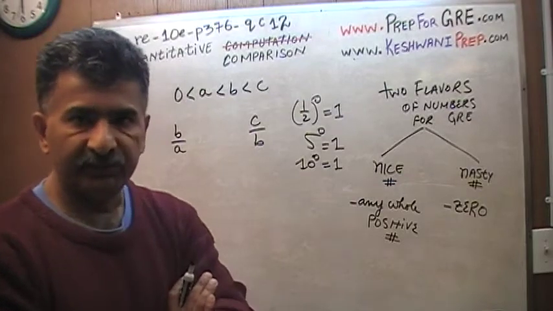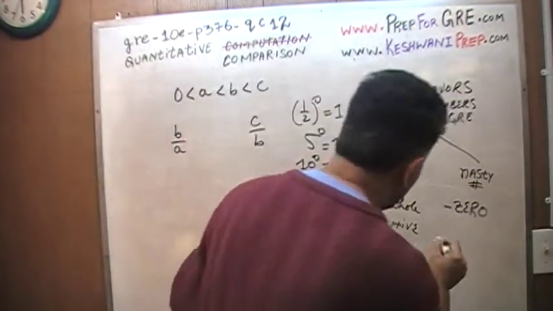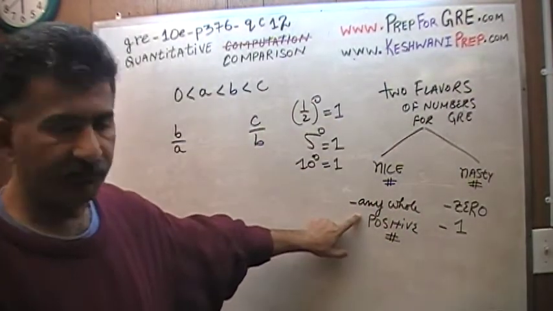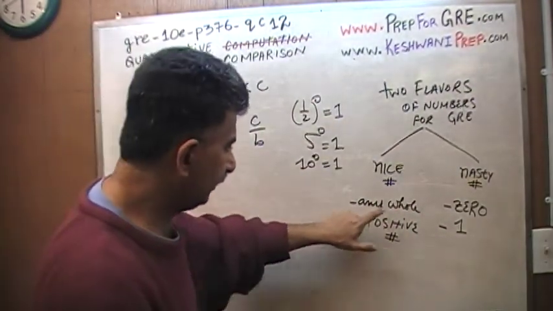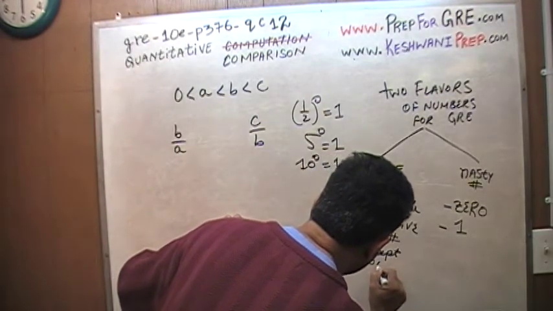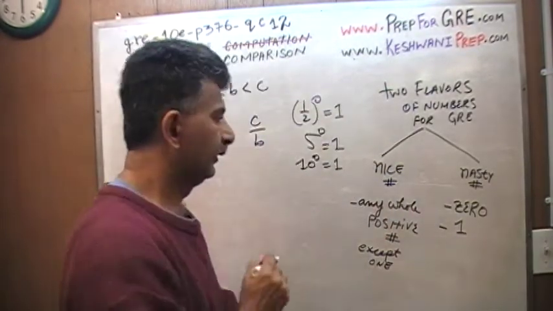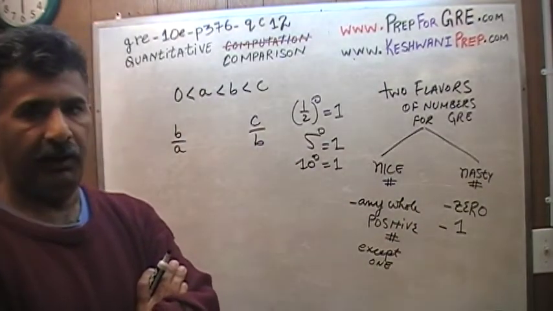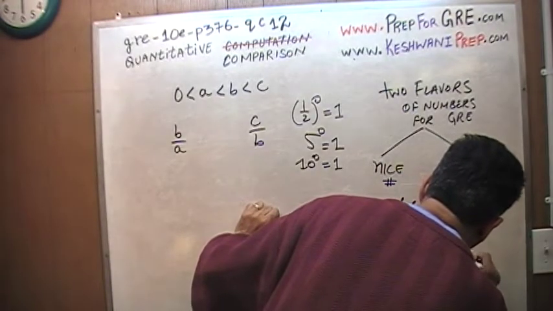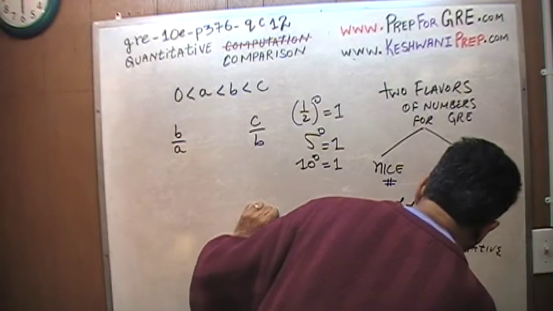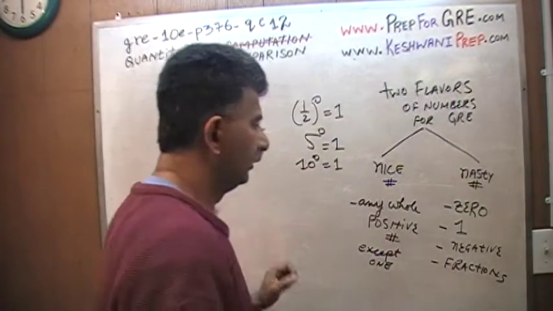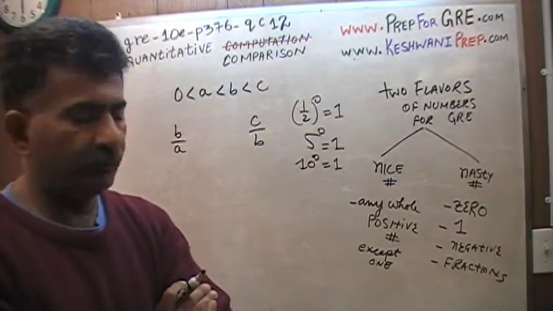The next nastiest number that we have to deal with is 1. Positive 1. That's the only exception here. Any whole positive number except 1. 1 comes here. We should try the 1 next. After that, we have to try negatives, and finally fractions. You must go in this order. Always go in this order.